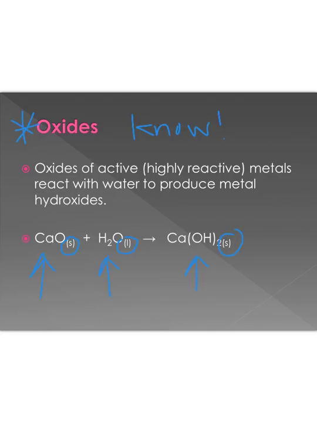So you just have to know this. This is what happens when you take a metal oxide and react it with water. You get a metal hydroxide. You'll have to write the correct formula for the metal hydroxide based on the charges. So our metal here was calcium. That's a +2 charge. Hydroxide is always a -1 charge.